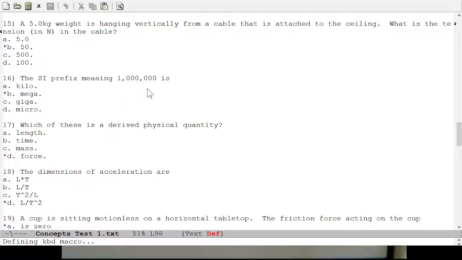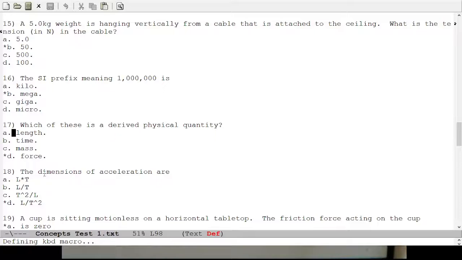The prefix meaning a million is mega. Which of these is a derived physical quantity? We talked about that earlier. Force, velocity, acceleration. All these guys, these three here, are fundamental physical quantities. They're not made up of other physical quantities.